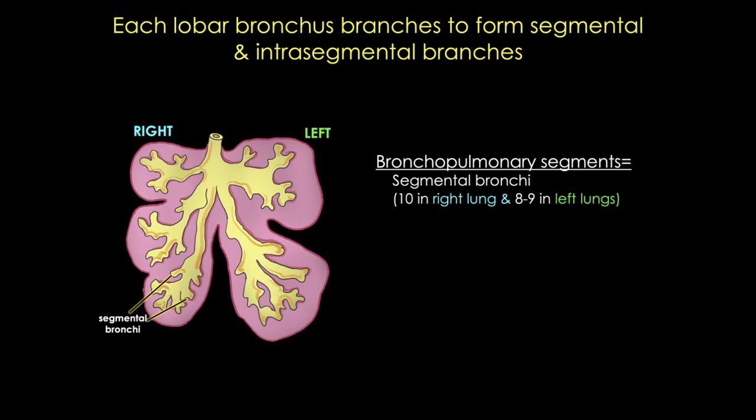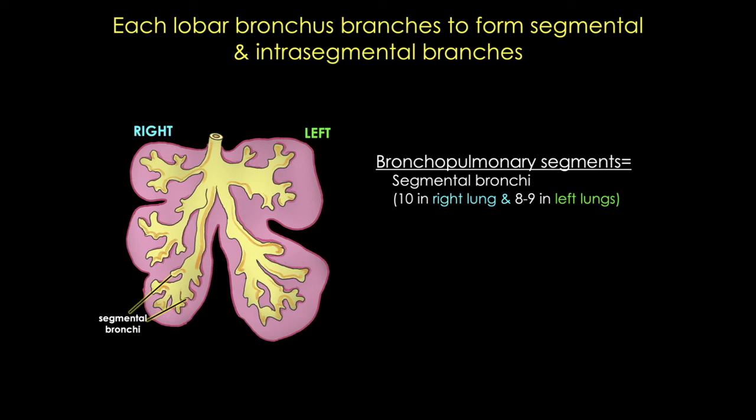Now, moving forward in time again, each lobar bronchus is going to undergo progressive branching to form segmental and intrasegmental branches. So there's roughly 10 tertiary or segmental bronchi that form in the right lung and about 8 in the left, establishing those bronchopulmonary segments of the adult lung. Now, the contributions of the endoderm in yellow and the visceral mesoderm in pink are the same as we've seen in the trachea and the larger bronchi.